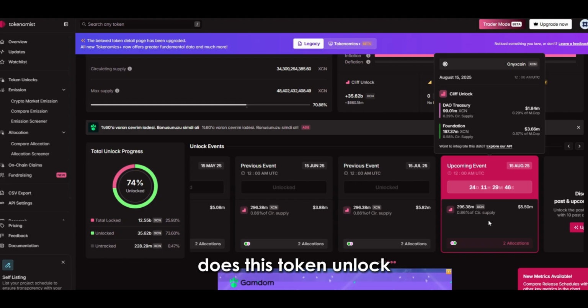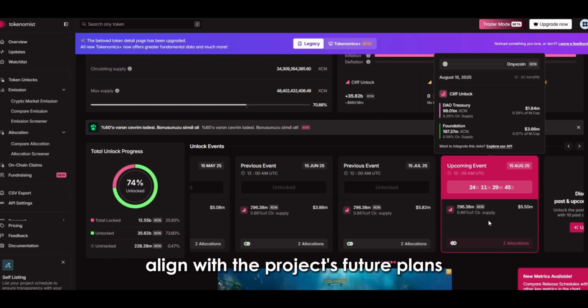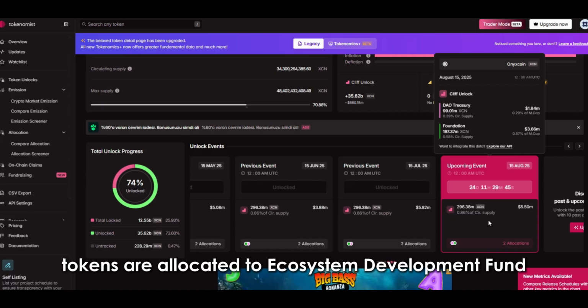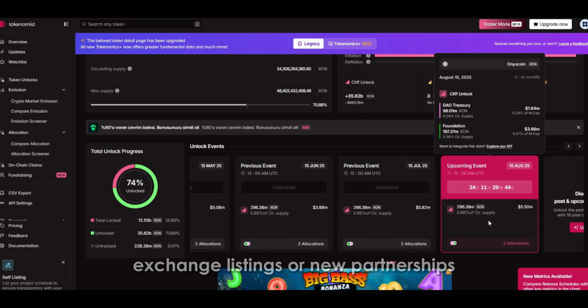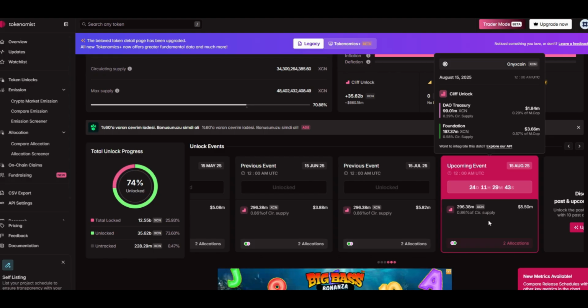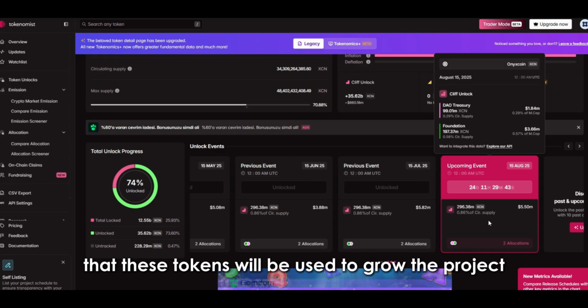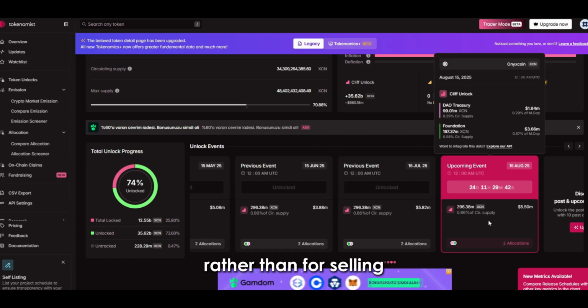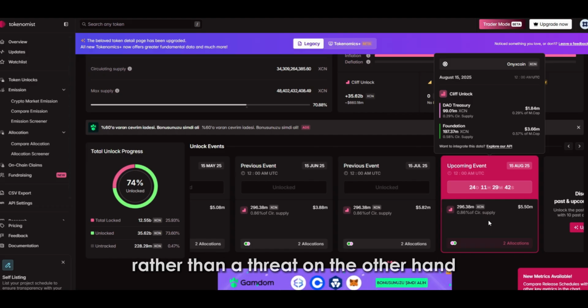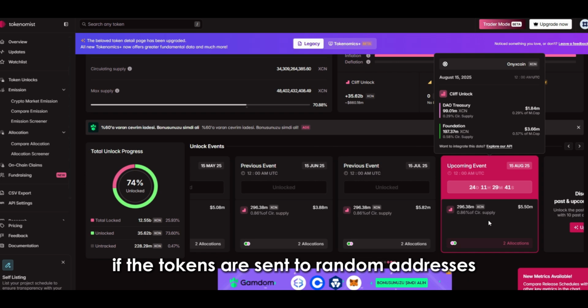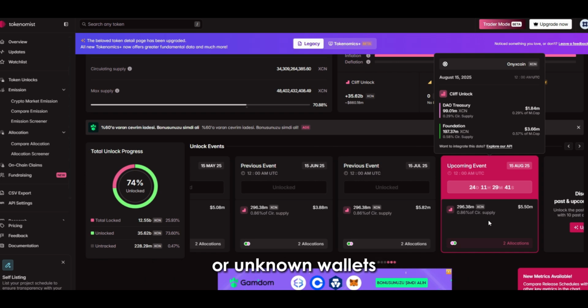Moreover, does this token unlock align with the project's future plans? For example, if the unlocked tokens are allocated to ecosystem development funds, exchange listings, or new partnerships, the event may be perceived positively. When investors understand that these tokens will be used to grow the project rather than for selling, the unlock could be seen as an opportunity rather than a threat. On the other hand, if the tokens are sent to random addresses or unknown wallets, it could undermine investor confidence.